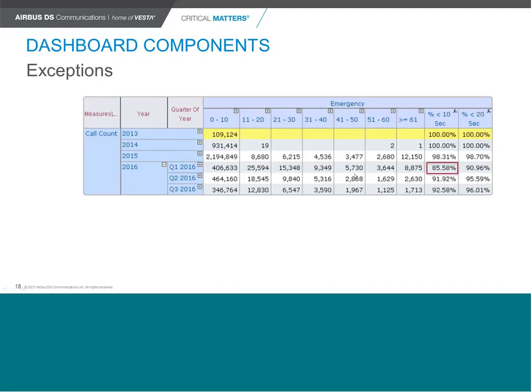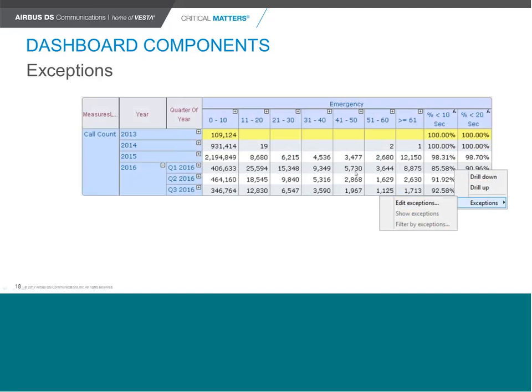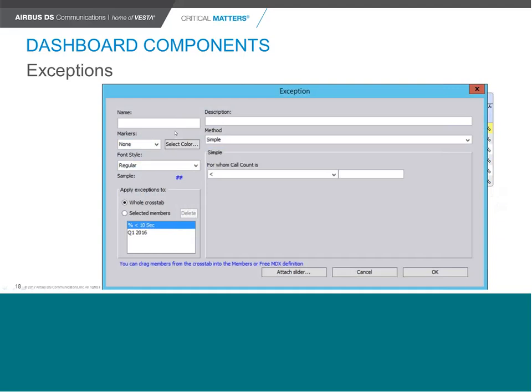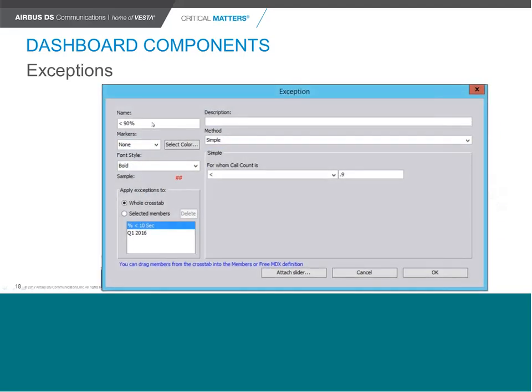So what I'd like to do is add an exception to call it out. I can right-click on my grid, go to exceptions, and say I want to edit an exception. Since I don't have any, it'll let me add one right off the bat. I'm going to give it a name, say less than 90%. I'm going to select the color red, click the drop down, and change my fonts to bold. I'm going to apply it to the entire cross-tabular data set. And I want this exception to show up when my call count is less than 90%, because that's the measure that I'm currently using. I want anything that's less than 90% to show up.